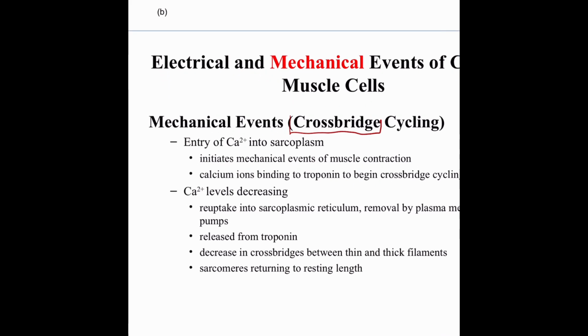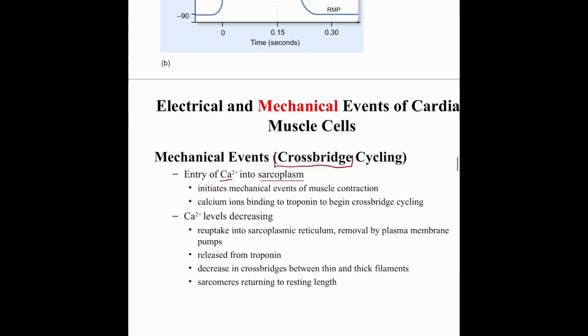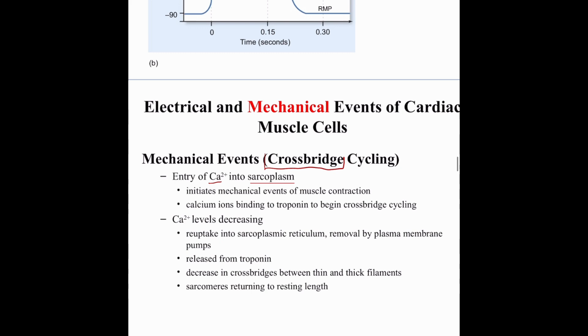So the mechanical events, cross-bridge cycling. The entry of calcium into the sarcoplasm, which is the fluid or space in the sarcolemma, will initiate the mechanical events of muscle contraction. And the calcium ions bind to troponin, which is part of those myosin, right?